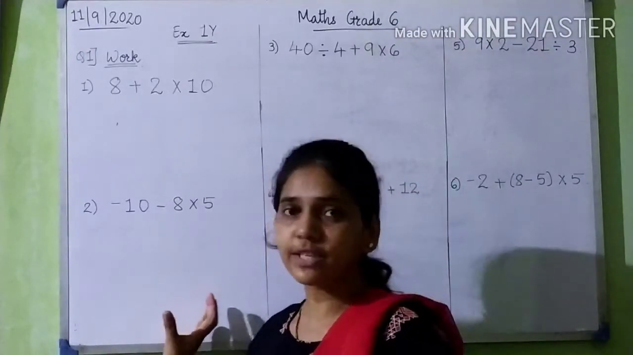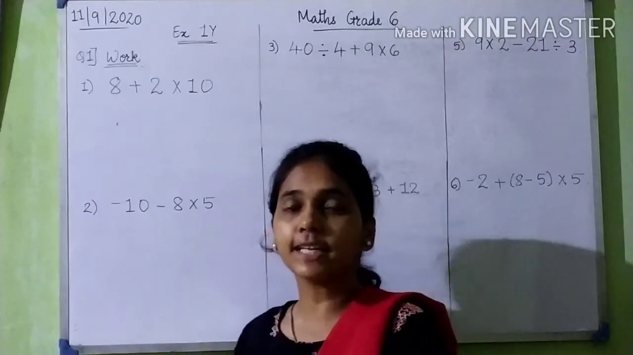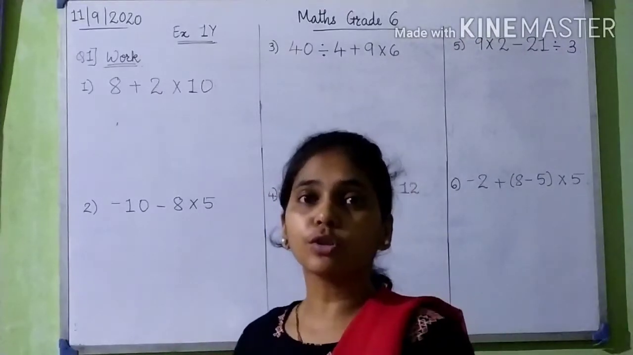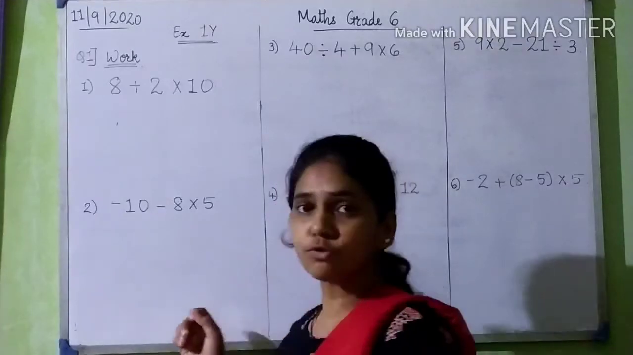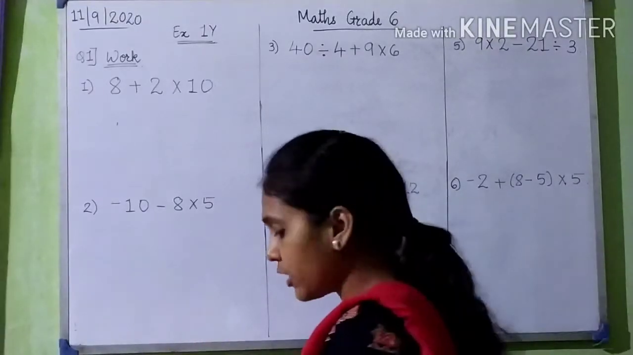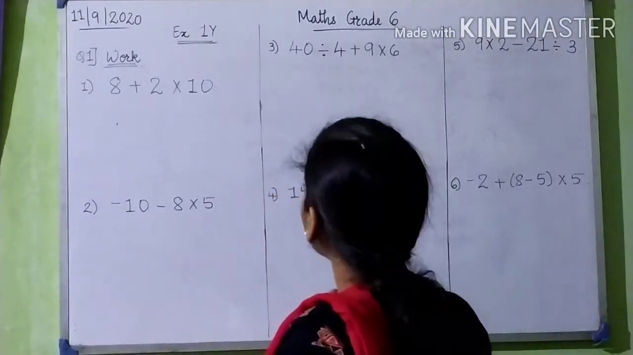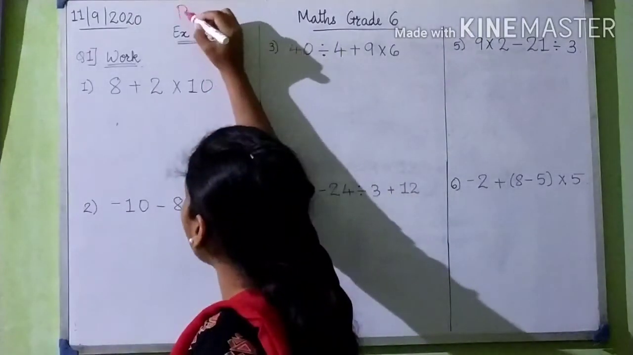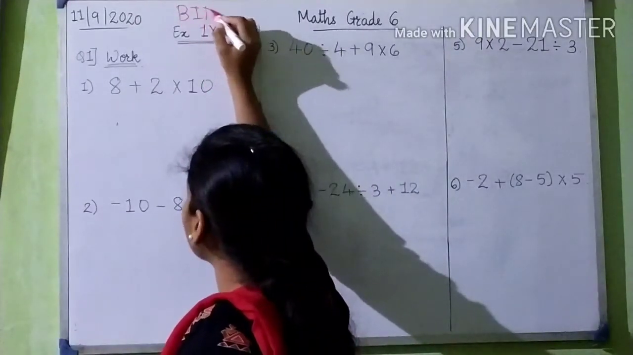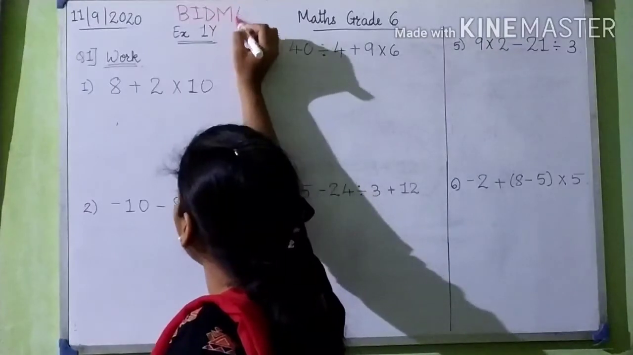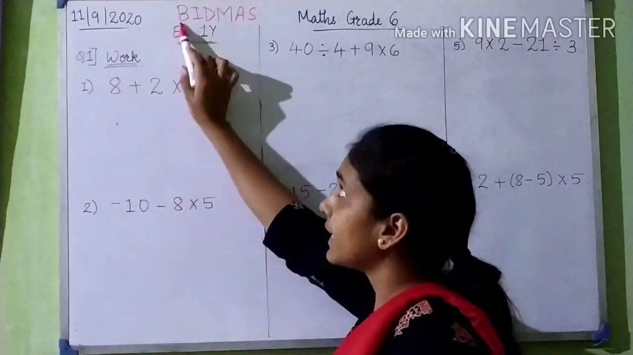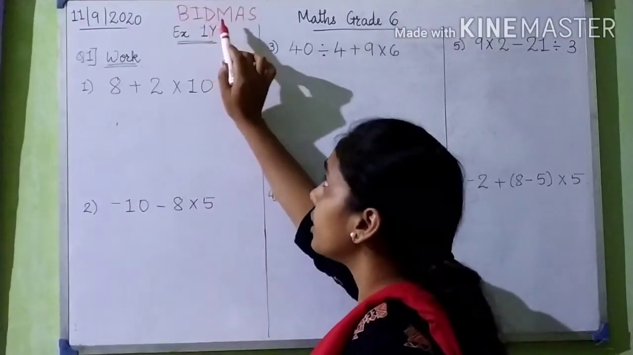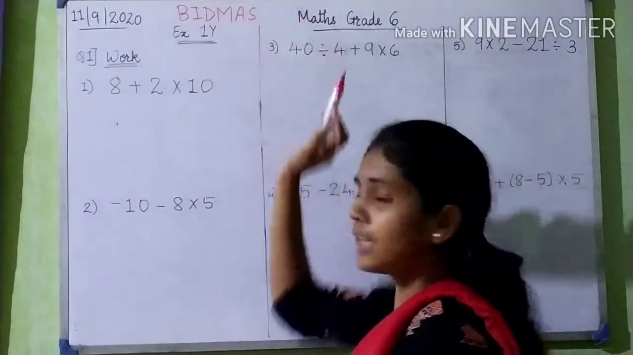And how do we simplify? For simplifying any given sum, we have to follow the BIDMAS rule. So here we are going to follow the BIDMAS rule and simplify these sums. First let us talk about the BIDMAS rule. What does BIDMAS mean? BIDMAS means brackets, indices, division, multiplication, addition and subtraction.